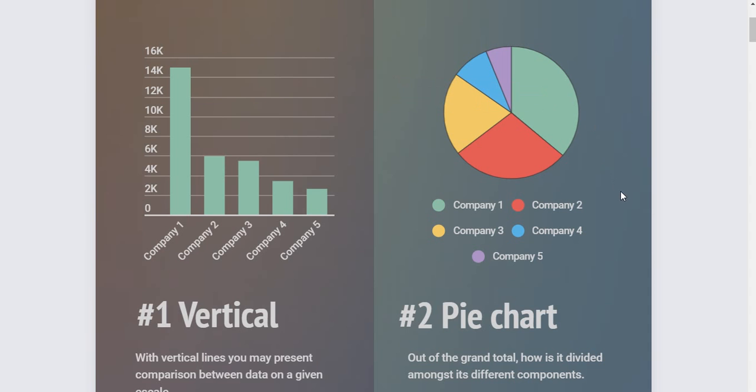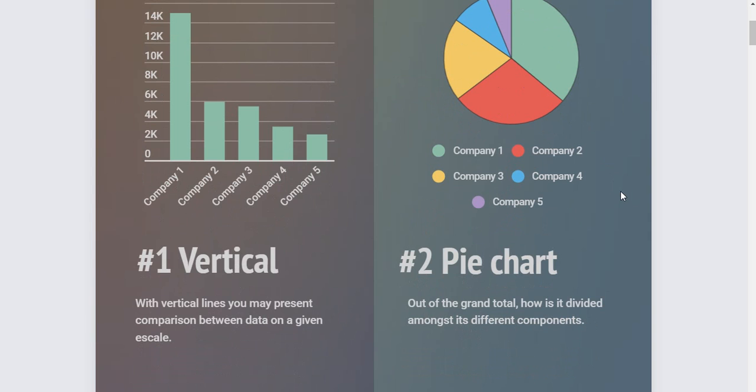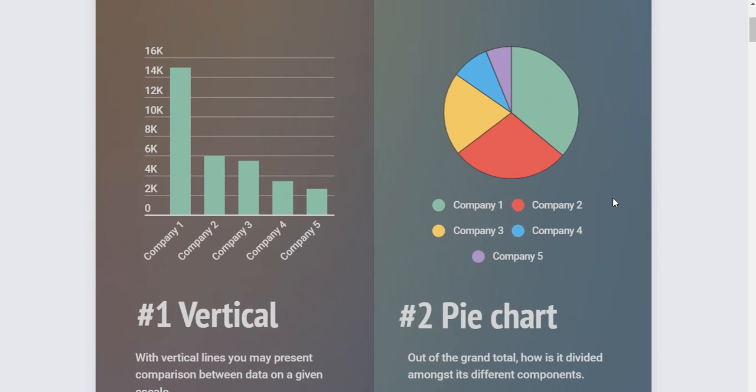In the example number two, we have a pie chart. In a pie chart, we have the same amount of information, but in this case, out of the grand total, out of the 100%, it is divided between the several companies. In these charts, you're going to prove a different point. In the example number one, you have information comparing companies. In the example number two, out of the grand total, you are showing the division.